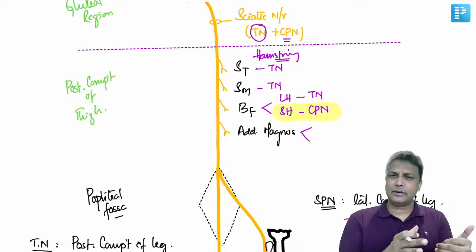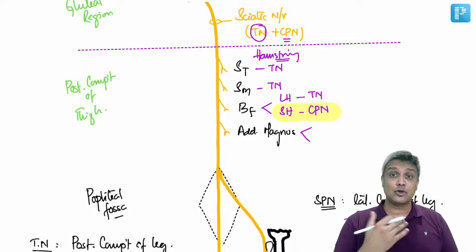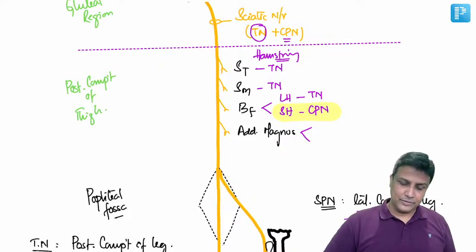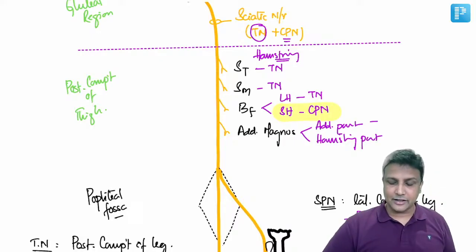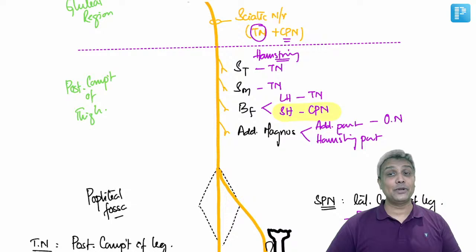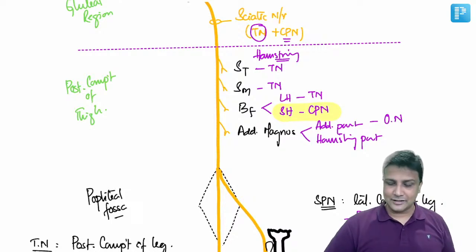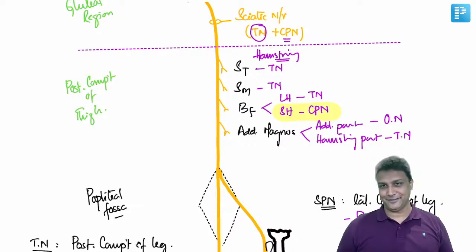Adductor muscle should be present in the medial compartment, but a part of that is also coming behind. So in the medial compartment, that is known as the adductor part, and behind in the posterior compartment, that will be referred to as the hamstring part. And I just told you in the golden rule, the adductor part in the medial compartment should be supplied by the obturator nerve, whereas in the posterior compartment, the hamstring part will be taken care of by the tibial nerve.